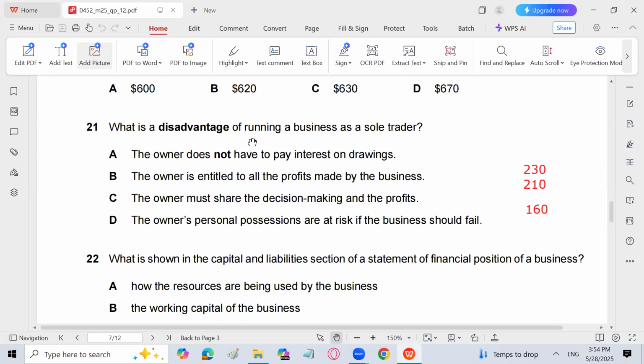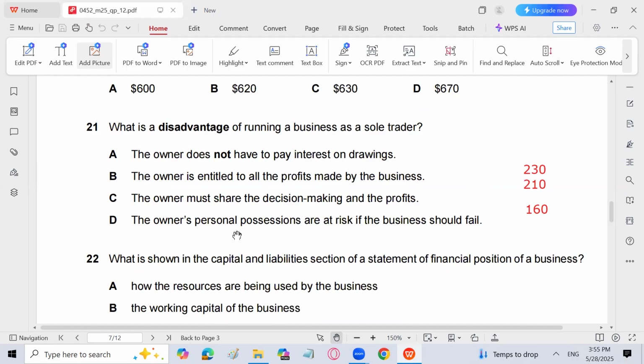What is the disadvantage of running a business as a sole trader? The owner does not have to pay interest on drawings. The owner is entitled to all profit. The owner must have the decision making and the profit. The owner's personal possessions are at risk if the business should fail. So D is the answer, because he is asking us about the disadvantage. All other things are basically advantages.